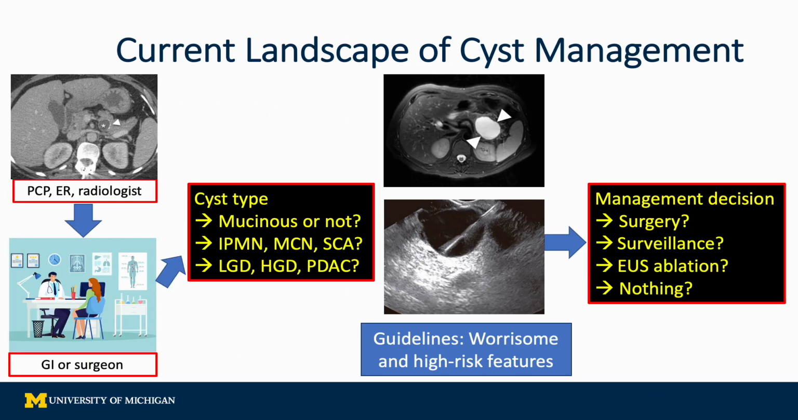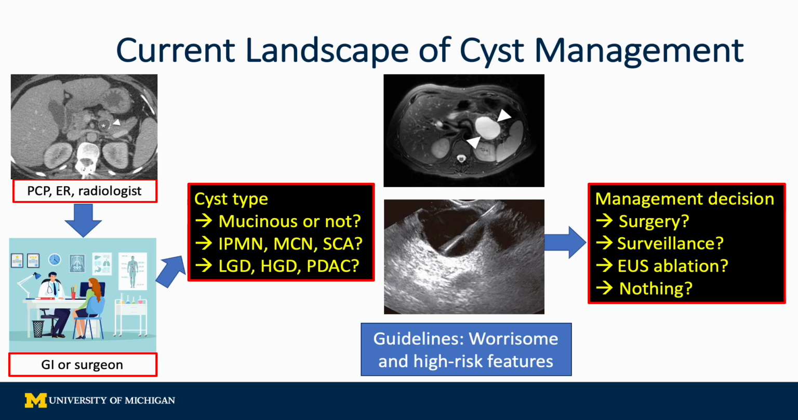Now, the current landscape of management of pancreatic cysts, you can see in this figure, we usually get this detected incidentally. Patients are referred to the gastroenterologist or the surgeon, and we scratch our heads thinking, is it a mucinous cyst or not? What type of cyst type are we dealing with? Is it an IPMN, MCN, serous cystadenoma? And if it's a mucinous lesion, are we dealing with a lesion with low-grade dysplasia, high-grade dysplasia, or cancer?